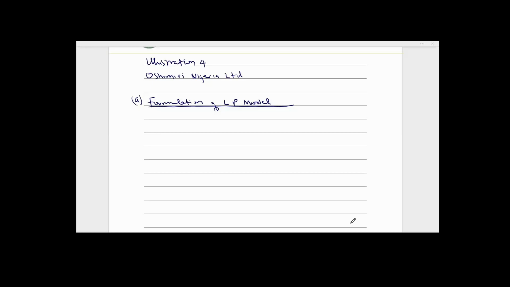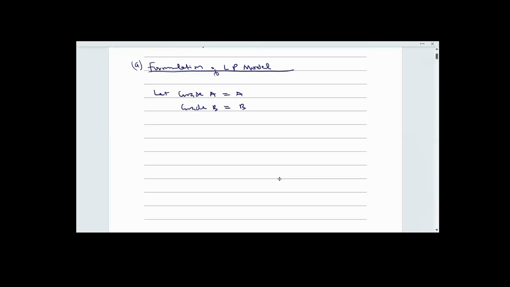Because when I want to construct my graph, I can't be using grade A, grade B to label my graph, I have to convert it to letters. So to define my variables, I would say let grade A equal A, grade B equal B. So that's step 1, I've defined my variables. Step 2 says I should state all relevant constraints. Sorry, I should state the objective function.